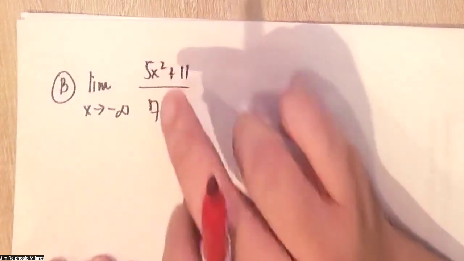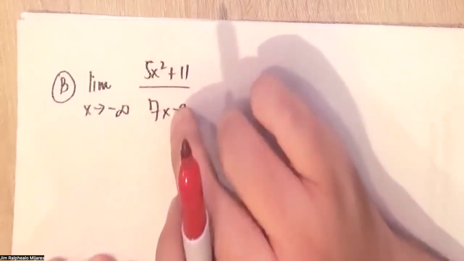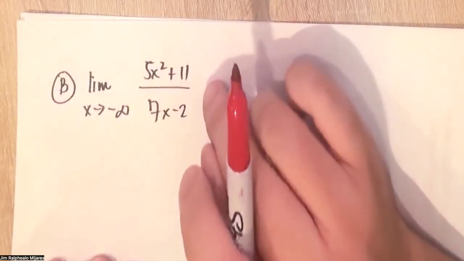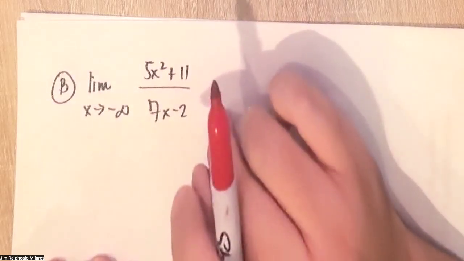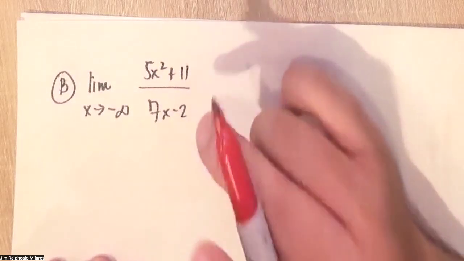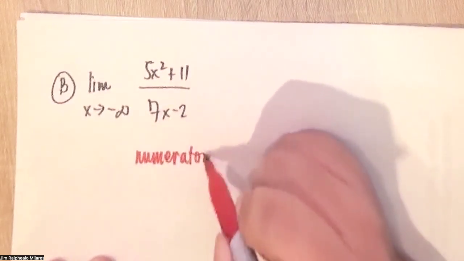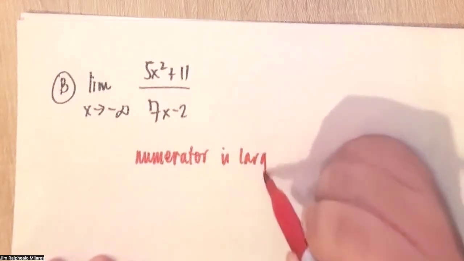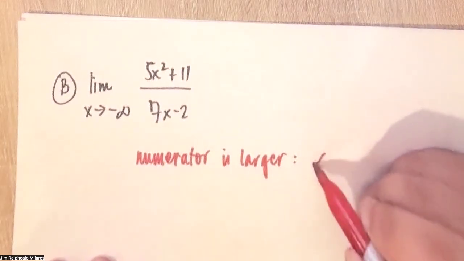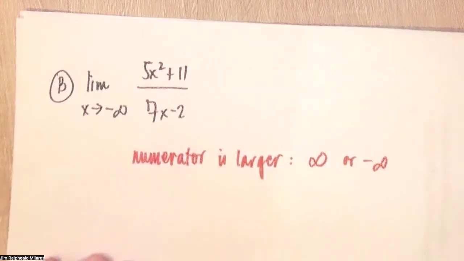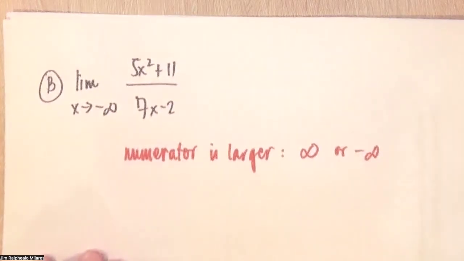The exponent in the numerator is larger than the denominator. This is squared, this is the first. So meaning the numerator is larger. So you're deciding whether it's infinity or negative infinity. So is it positive or negative?